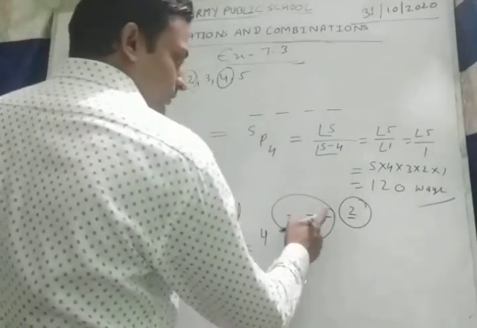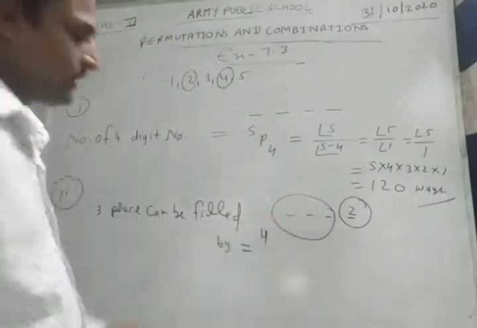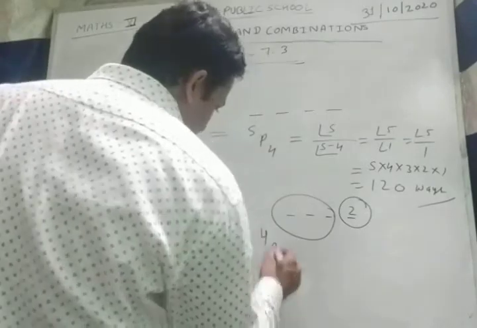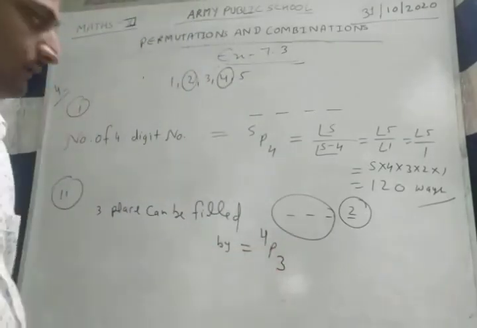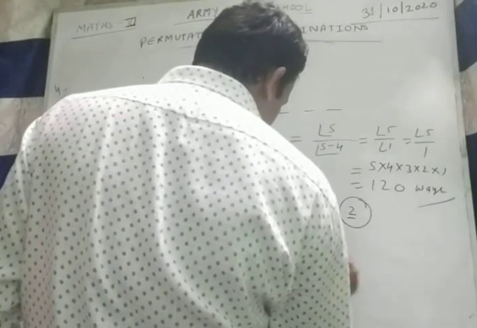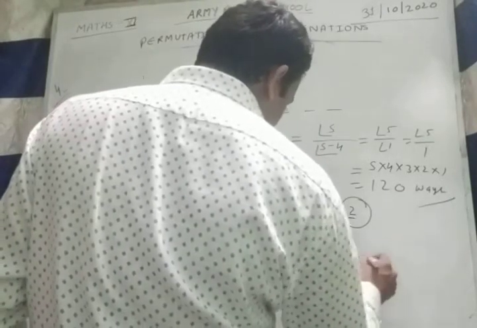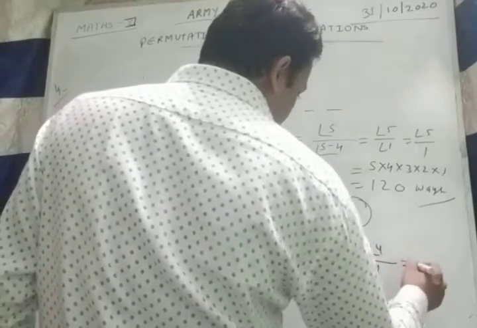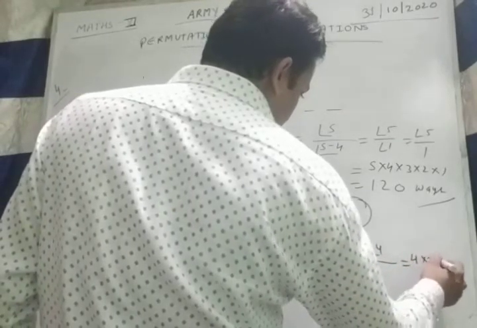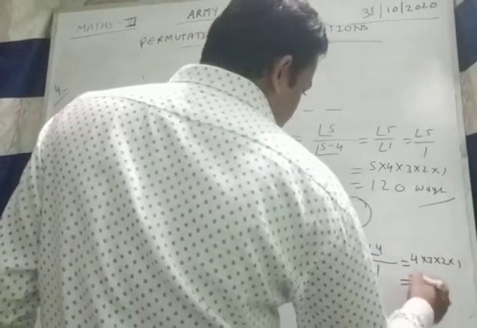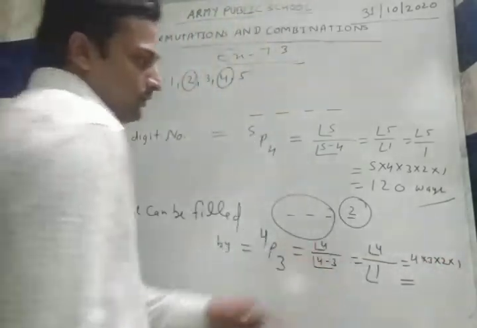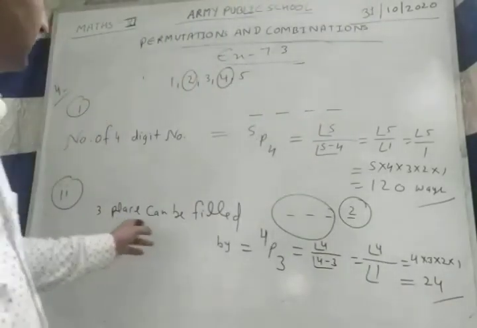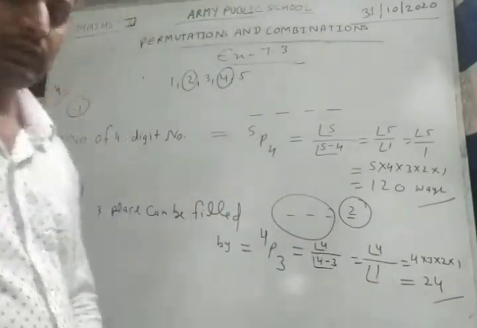And we have to fill how many places? 3. So the total number of ways will be what? 4P3. So we can write 4 factorial by factorial 4 minus 3. This is factorial 4 by 1, and this can be written as 4 into 3 into 2 into 1. 4 times 3 is 12, 12 times 2 is 24. So the second part is 24.